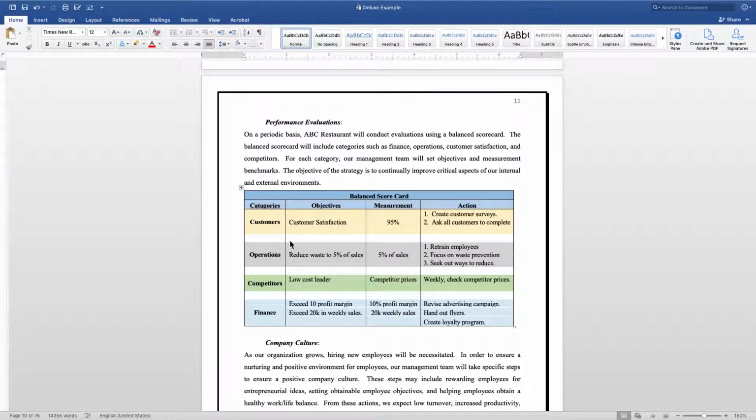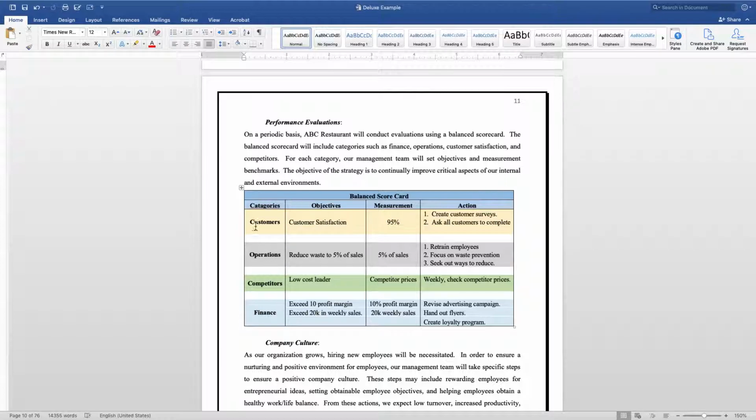And I'm going to break it up into 4 different categories, which is going to be your consumers, your operations, your competitors, and finance. So what this means is I'm going to evaluate the company's performance based on the perspective of the customer, based on the perspective of the operations, based on the perspective of taking a look at your competitors, and from the perspective of finance.